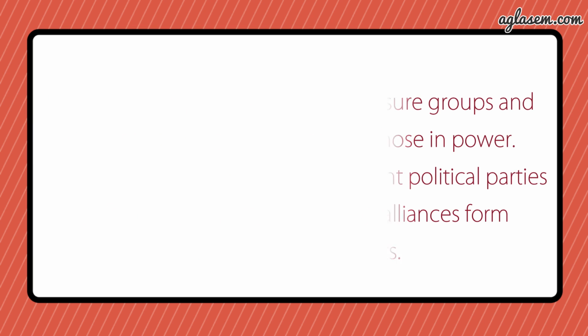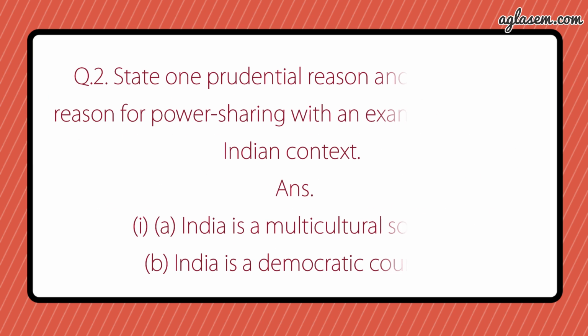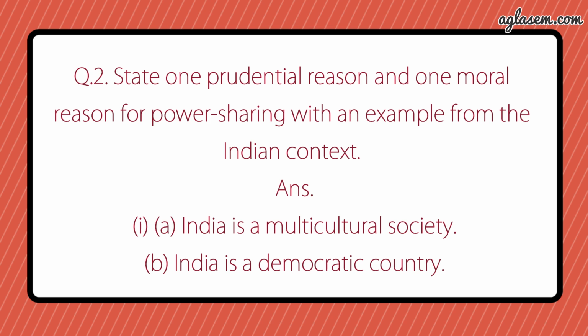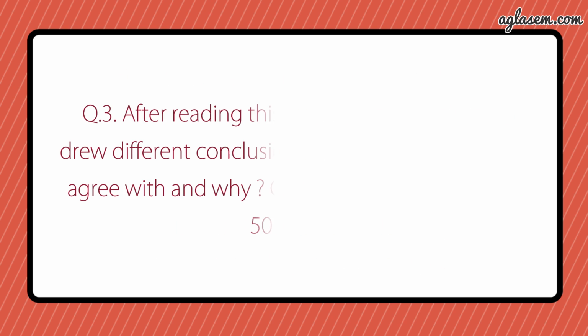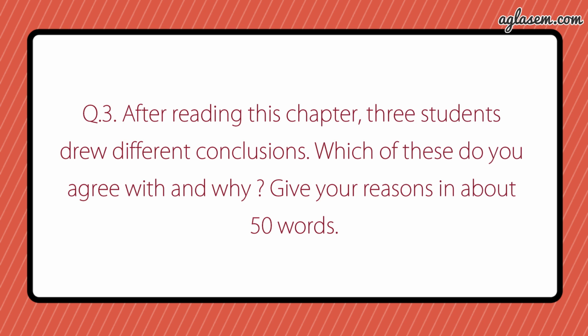Further, question number 2 says, state one prudential reason and one moral reason for power sharing with an example from the Indian context. Answer is, first, India is a multicultural society. Second, India is a democratic country. Further, question number 3 says, after reading this chapter, three students draw different conclusions. Which of these do you agree with and why? Give your reason in about 50 words.